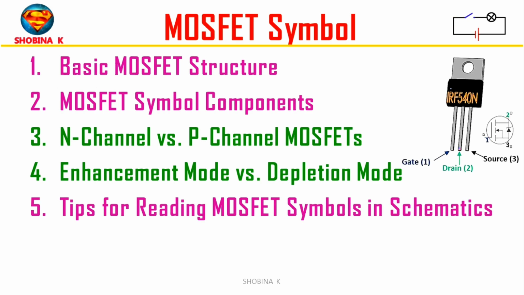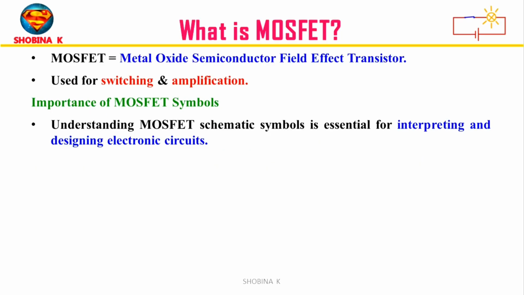Let's get started. MOSFET stands for metal oxide semiconductor field effect transistor. It is a key component in modern electronics used for switching and amplification. Understanding their schematic symbol is crucial for reading and designing electronic circuits.